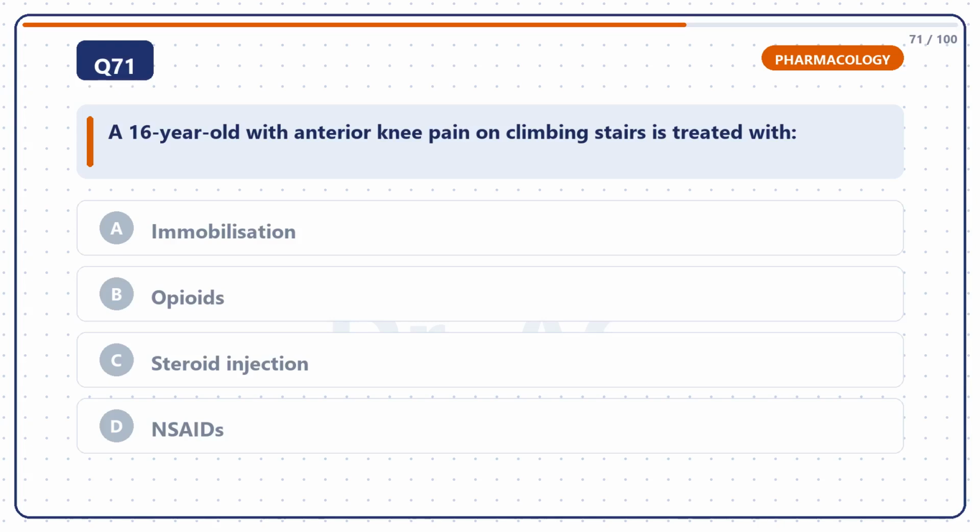Question 71. A 16-year-old with anterior knee pain on climbing stairs is treated with. Option A. Immobilization. Option B. Opioids. Option C. Steroid injection. Option D. NSAIDs.